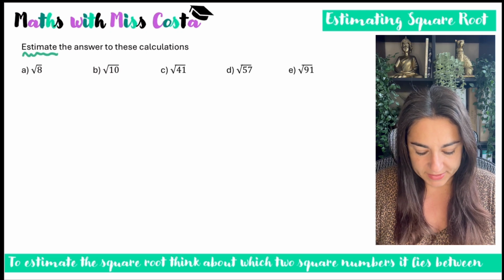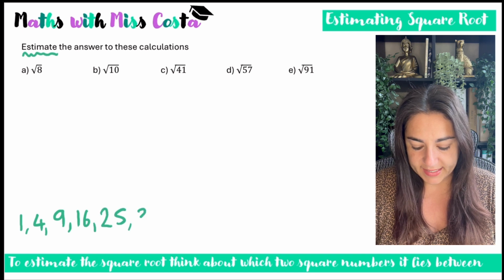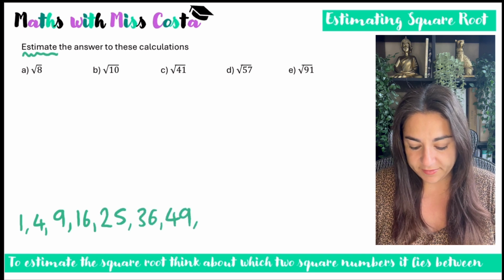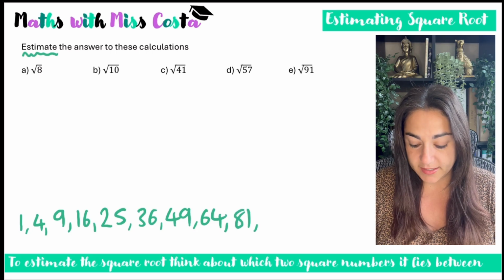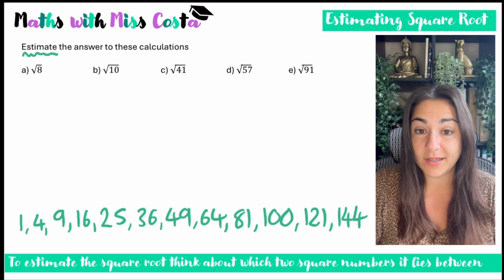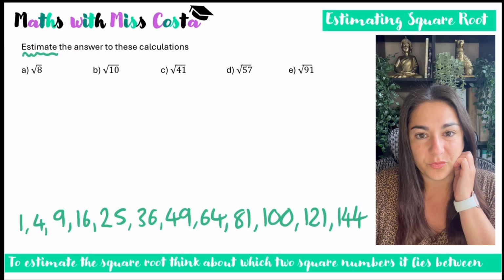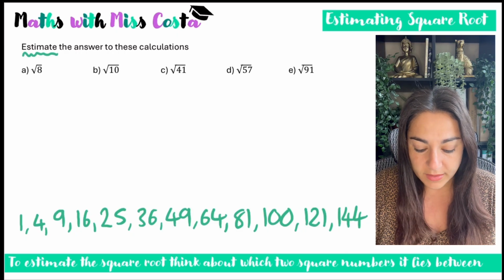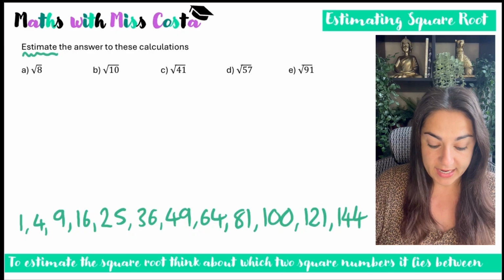let's write the square numbers. So we've got 1, 4, 9, 16, 25, 36, 49, 64, 8 times 8, 9 times 9 is 81, 10 times 10 is 100, 121, 144. Okay, that's my square numbers. And if you've got a question like this, then I would probably encourage you to just write your square numbers out. And then what we need to do is decide between which 2 square numbers this lies.